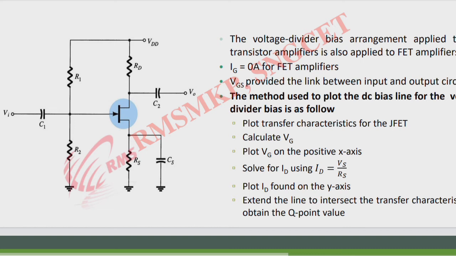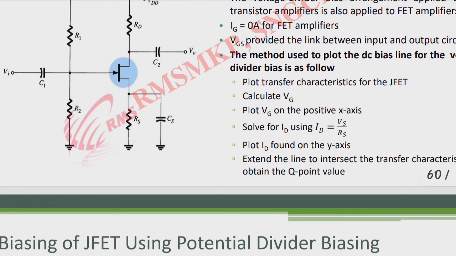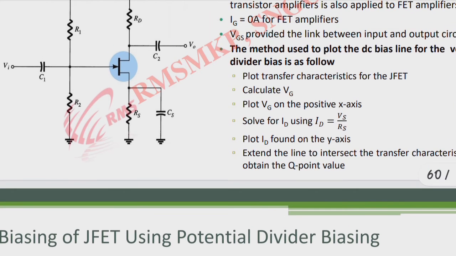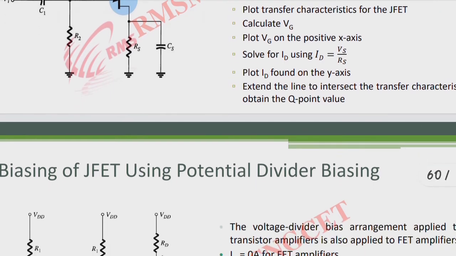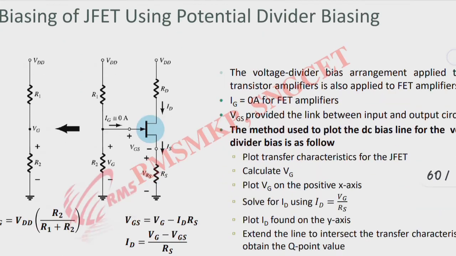This method is used to plot the DC bias line for the voltage divider bias as follows. We have to plot the transfer characteristics for the JFET, calculate VG on the positive x-axis, solve ID equal to VS by RS, plot ID on the y-axis, and extend the line to intersect the transfer characteristics to obtain the Q point value.